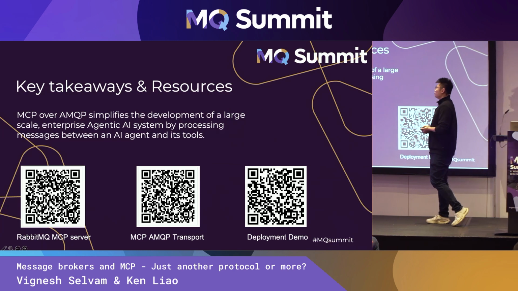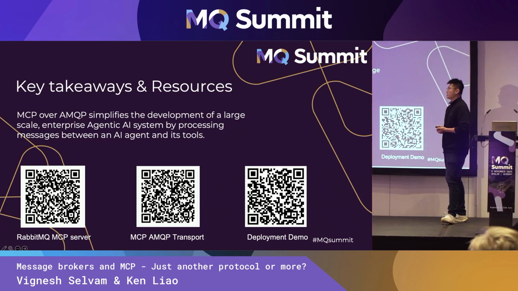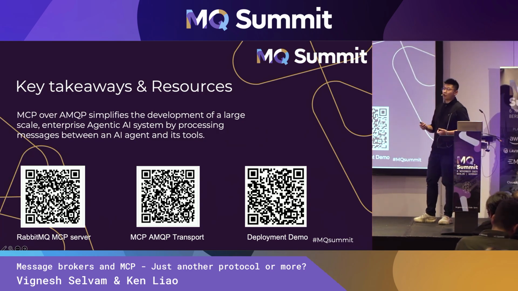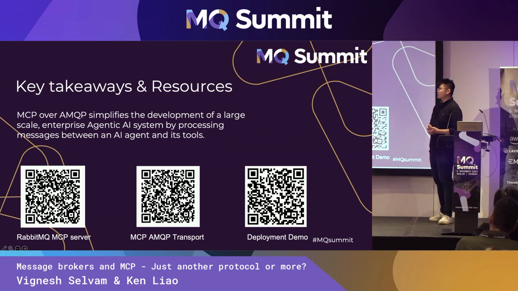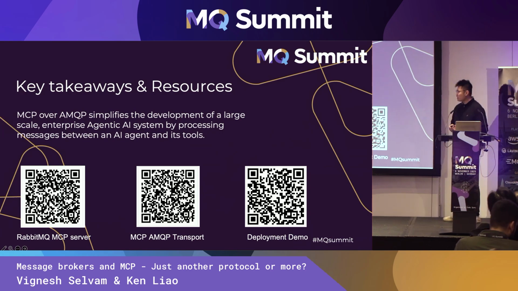So before we end this presentation, I want to end with a key takeaway: MCP over AMQP really simplifies the development and deployment of a large-scale enterprise agentic AI system because of the flexibility offered. You can write pluggables and interceptors to meet your needs, and you can just grab any sort of open source MCP server and client and just plug it in.